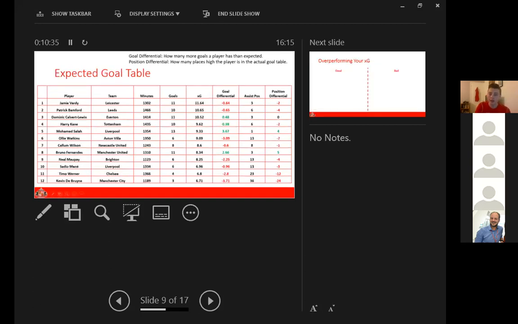So again, the difference: you would have expected Jamie Vardy to score an extra 0.64 goals. And then the natural expected goals position, and then the position differential. So again, if you look between the two, the positions are actually closer on the expected goals than they are on the goals. So if you are getting the ball in the right area, you should score more goals, is typically what it says.